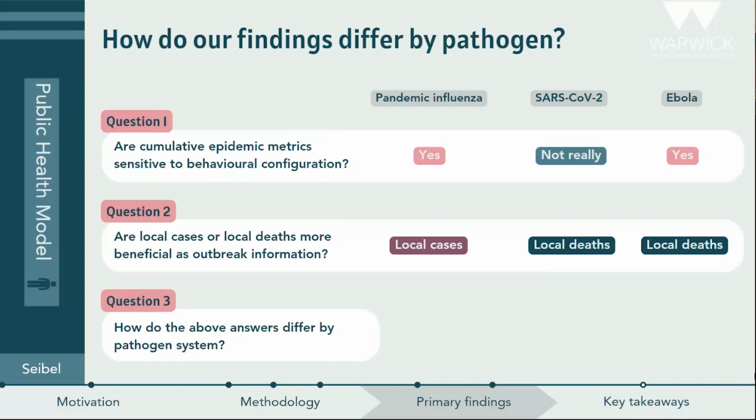For question 2, we're looking at whether it is local cases or local deaths that is more beneficial. For Ebola, we found that local deaths was more beneficial, and we found that to be similar with SARS-CoV-2 as well. Then with pandemic influenza, we saw something a bit different. I think because we have a very low mortality rate, we don't have a lot of information about what's going on with the deaths in these scenarios. It makes sense that local cases give us some information that changes our perception of how the vaccine is performing.